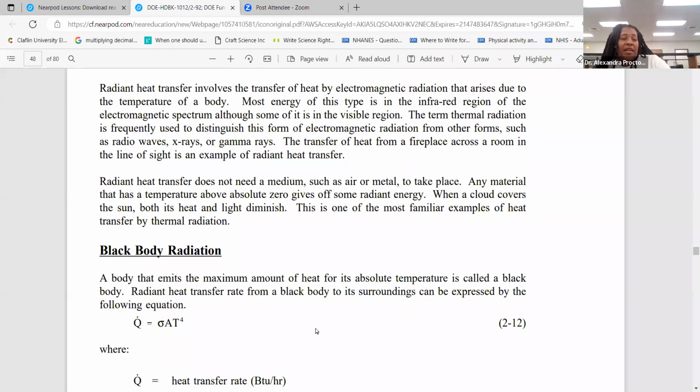So black body radiation: a body that emits the maximum amount of heat for its absolute temperature is called a black body. And so the radiant heat transfer rate from the black body to its surroundings is expressed by the equation Q is equal to sigma A T to the 4th power.